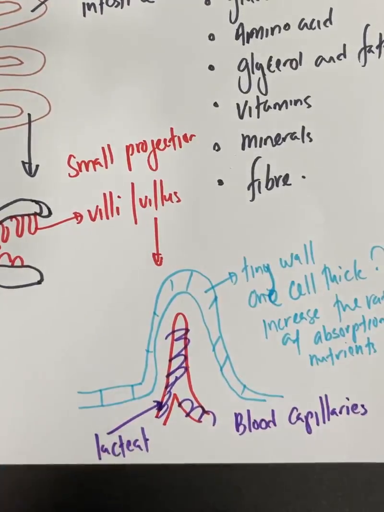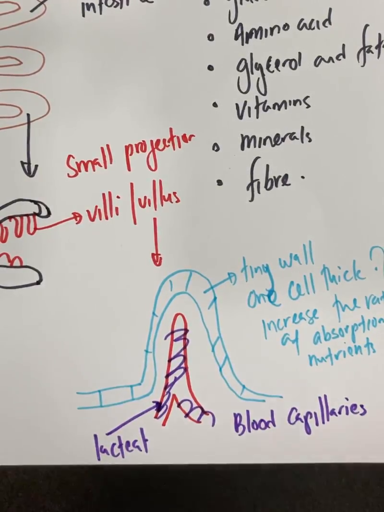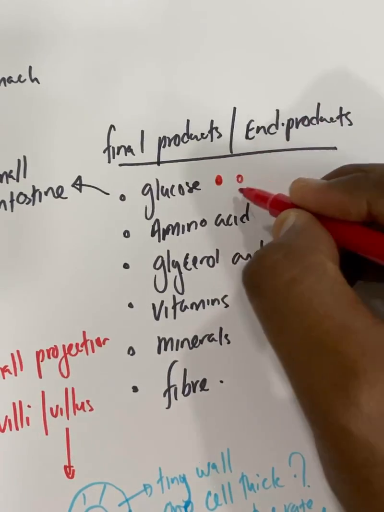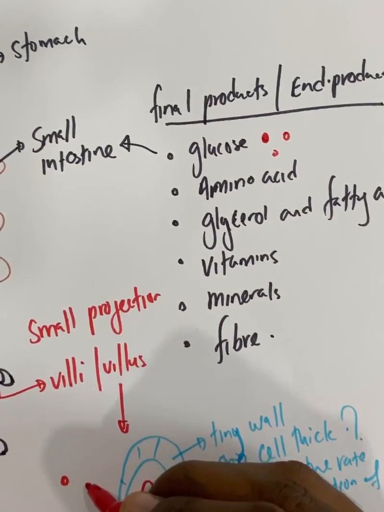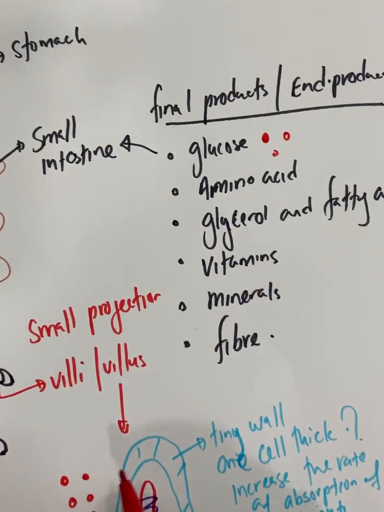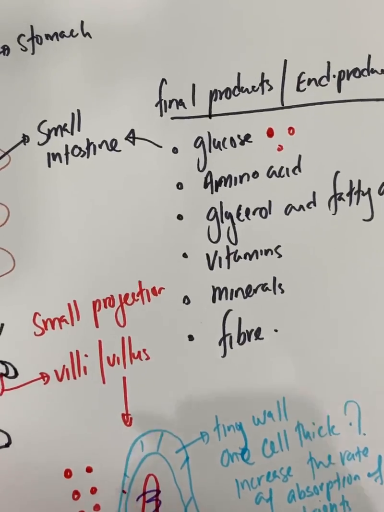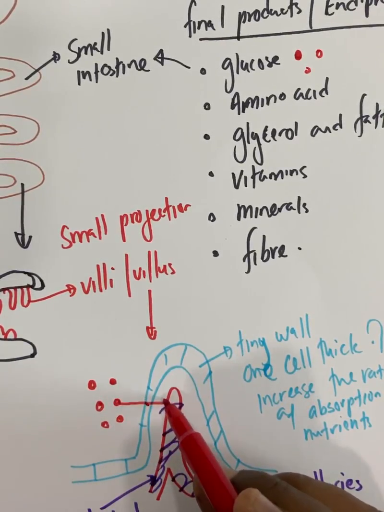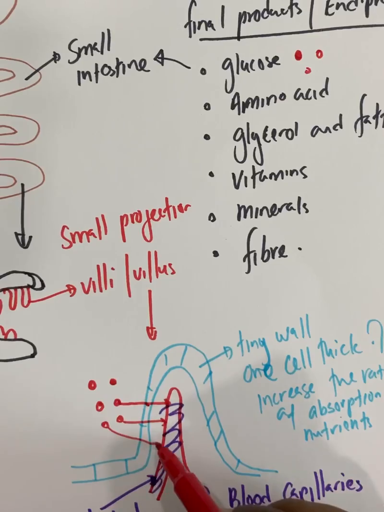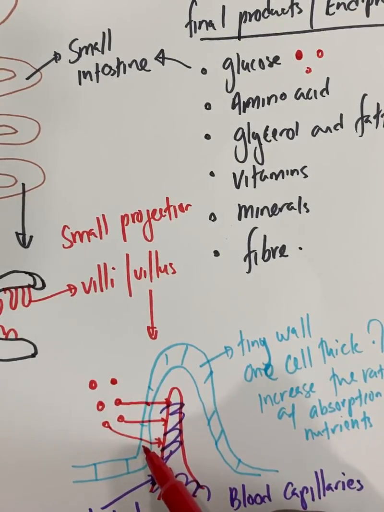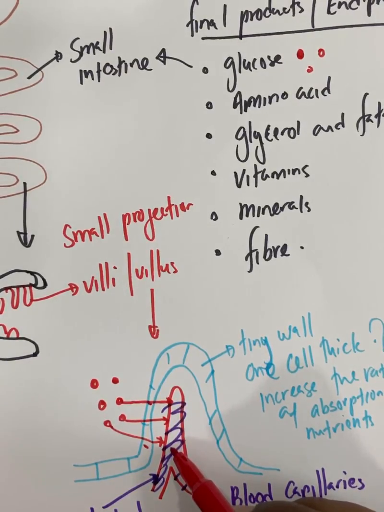Must understand. Let's say I take one end product, glucose. Let's say the molecules of glucose are like this. The molecules of glucose from the small intestine will enter the villi. Because this wall is made up of one thick cell, it can increase the rate of absorption. They can easily penetrate or diffuse into the wall of the cell, and diffuse into the bloodstream.